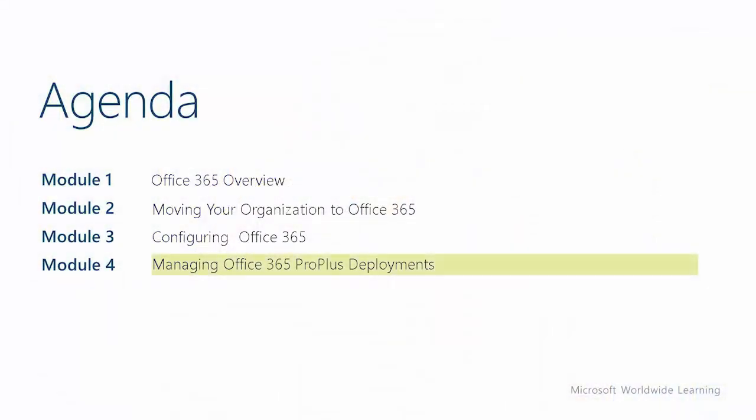You will then examine Outlook clients and how to configure multi-factor authentication, as well as how to troubleshoot client connectivity issues. In Module 4, you will move into the realm of Office 365 Pro Plus deployments.